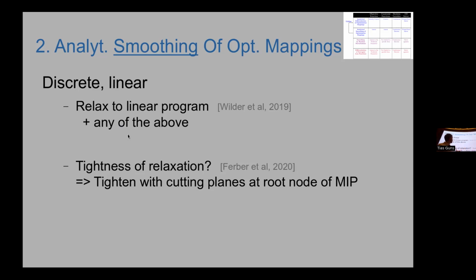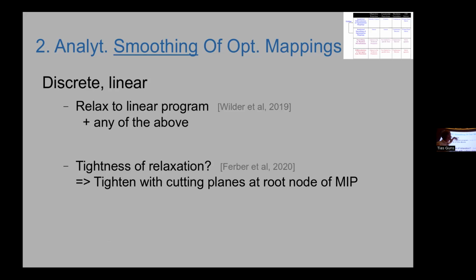That's why, for example, Ferber et al. proposed to actually tighten that relaxation. So by using cutting planes at the root of the MIP formulation, you first collect all of the cuts, and then you will get a tighter formulation, and then you can use again the techniques from the previous slide. Okay, so all these methods now fall into the second line of that table.